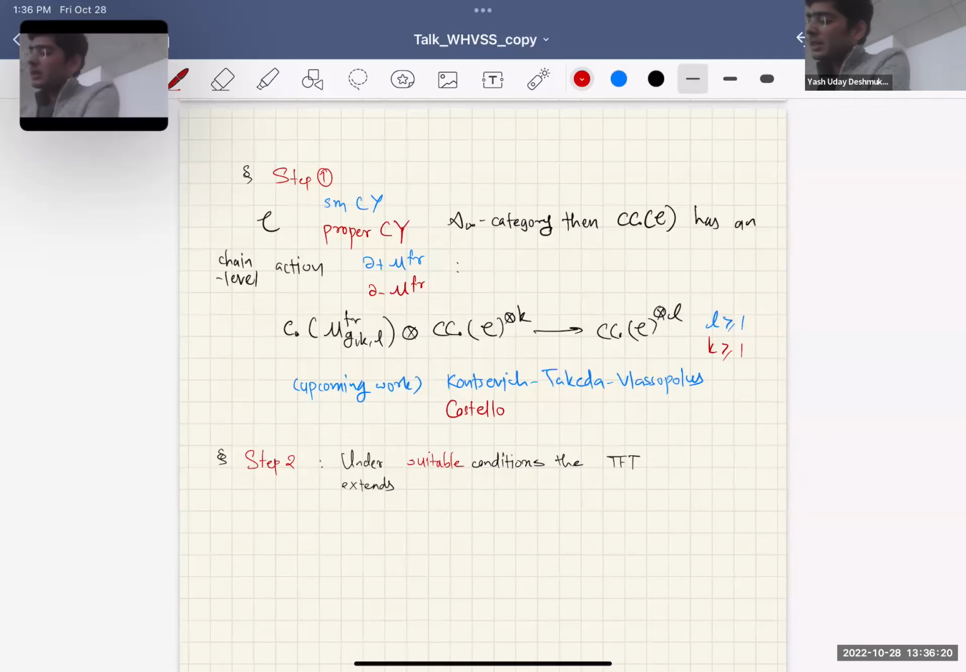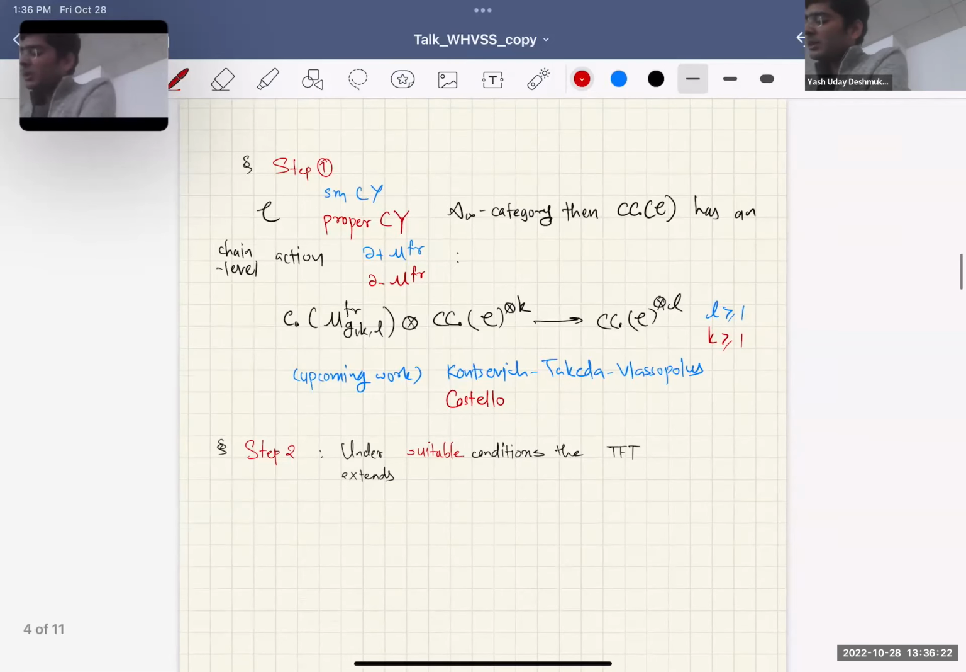And the second step is going to be to show that under suitable hypotheses, these actions, which essentially amount to some sort of positive boundary TFT, extend to actions of the compactified surfaces. So these are going to be maps as follows, these compactified surfaces.